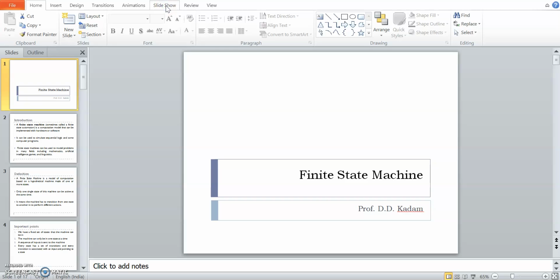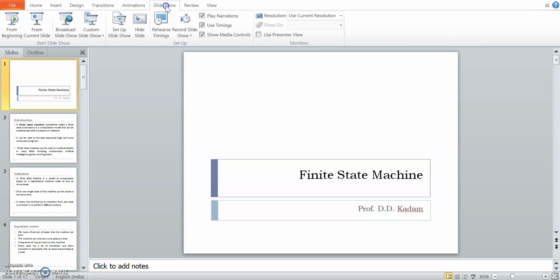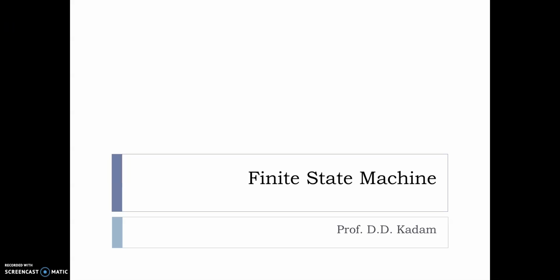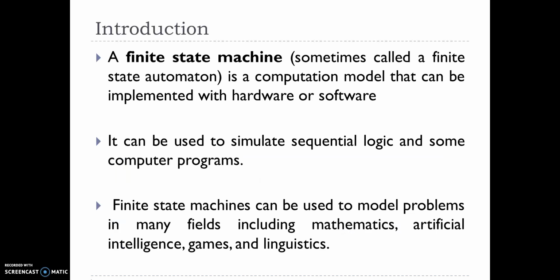Hi friends, today we are going to see finite state machine. So what is a finite state machine, what are the types of machine, and how to represent it? First of all, a finite state machine is also called a finite state automaton.